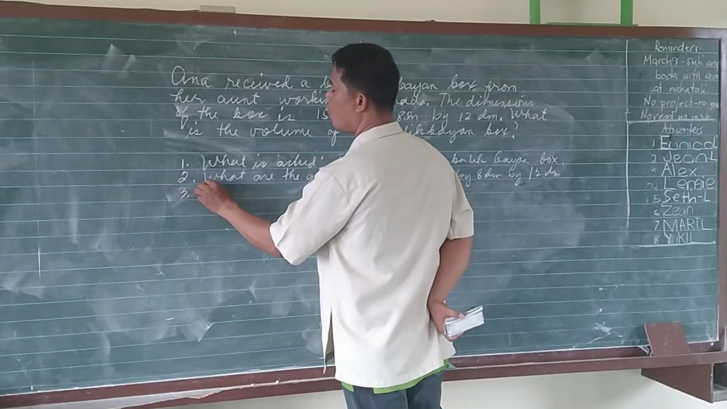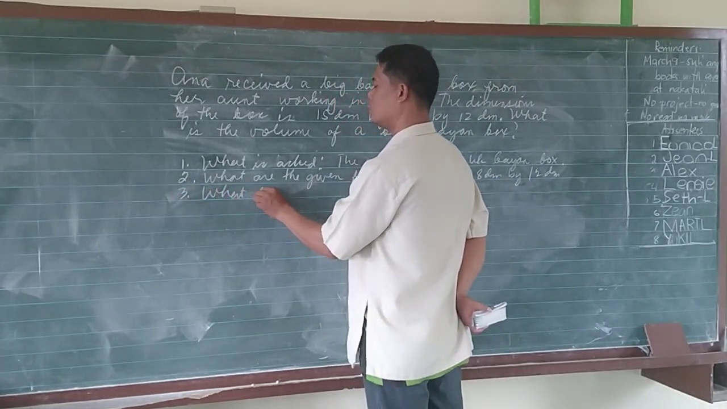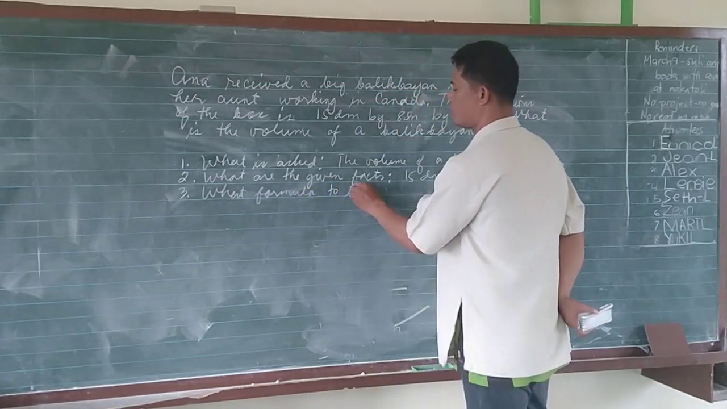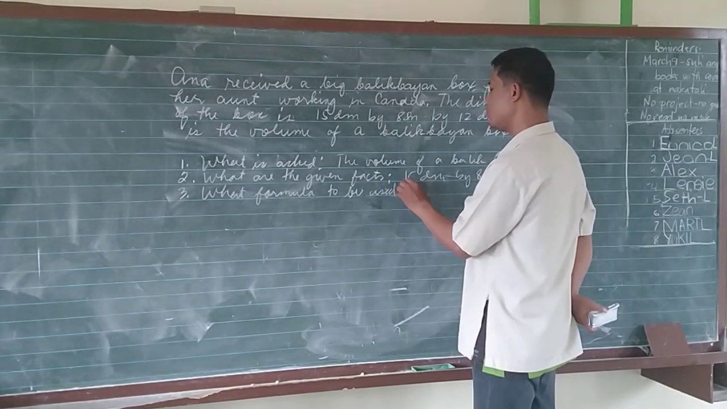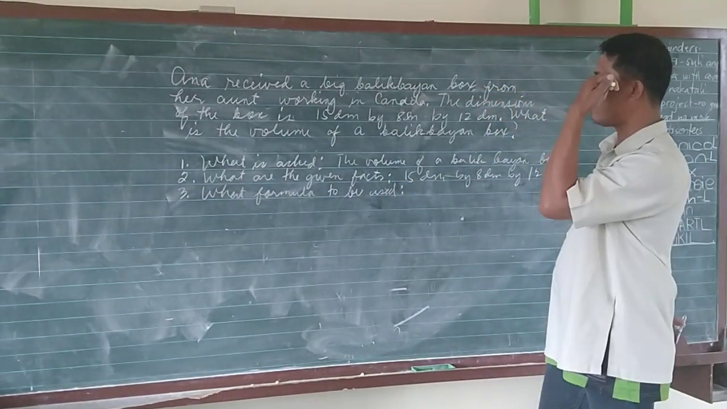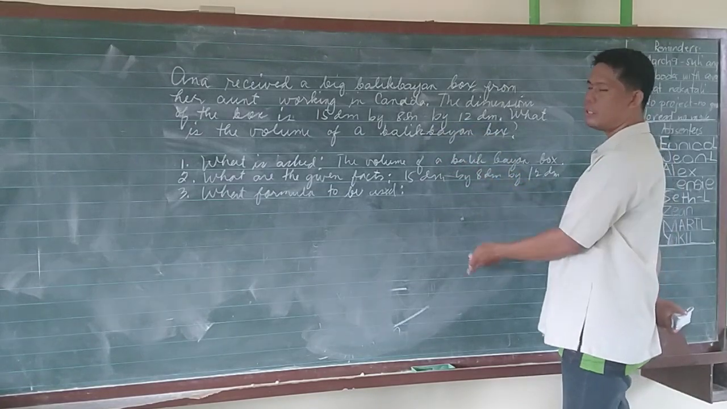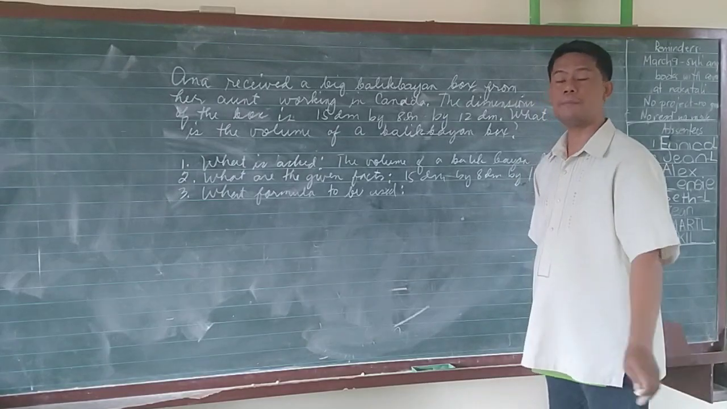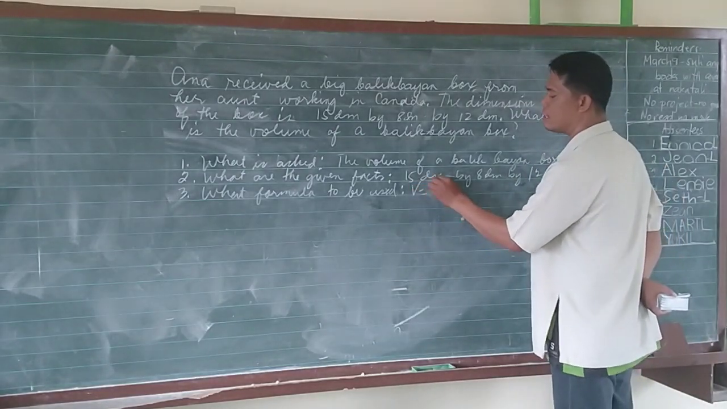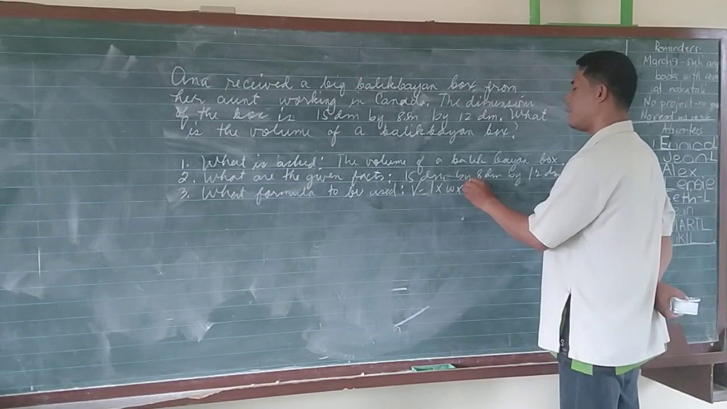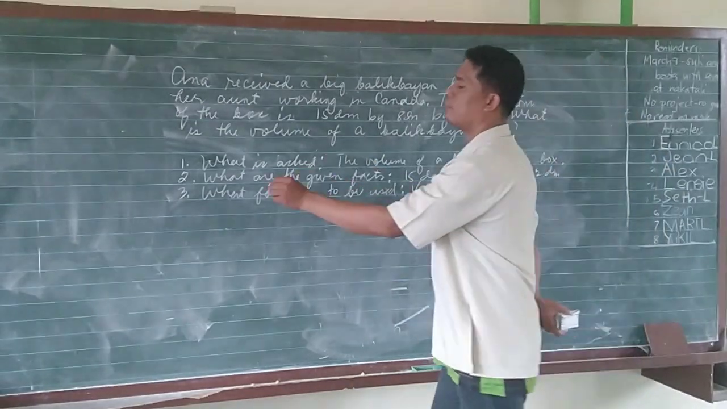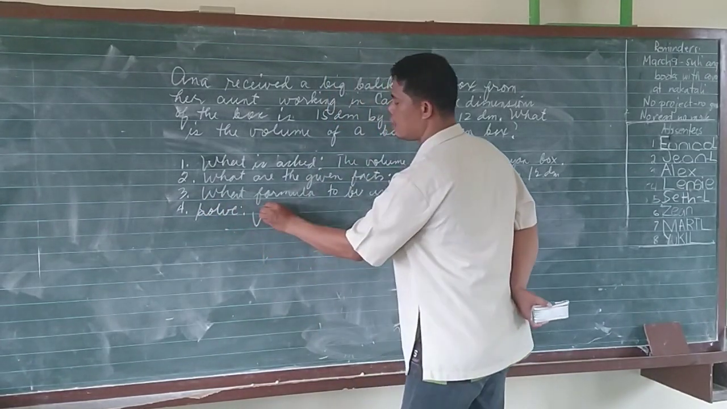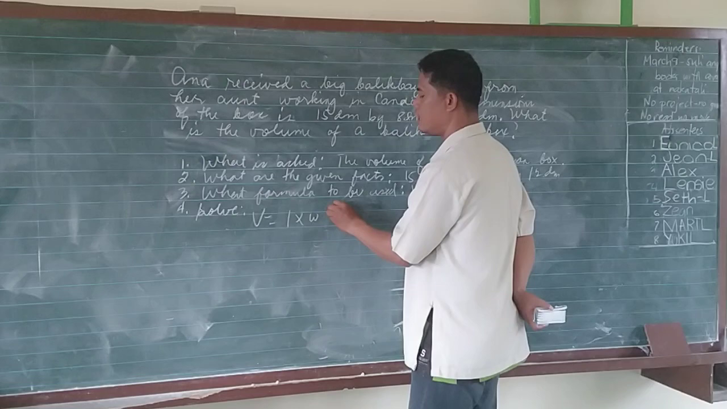Then let's have number 3. What formula to be used? So, your dimensions are different numbers. So therefore, this is finding the volume of a rectangular prism. So therefore, your formula is V equals length times width times height. Then, in your number 4, you are going to solve. So, it is V equals length times width times height.